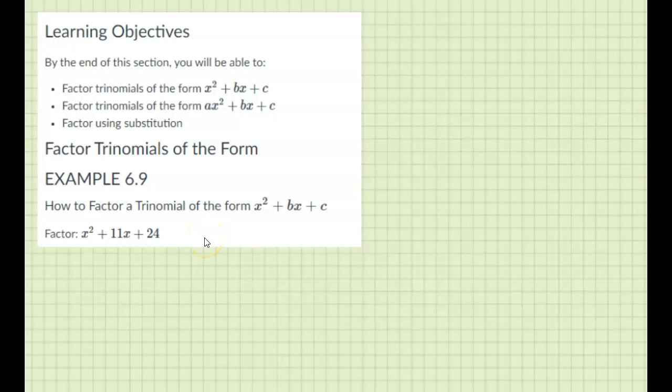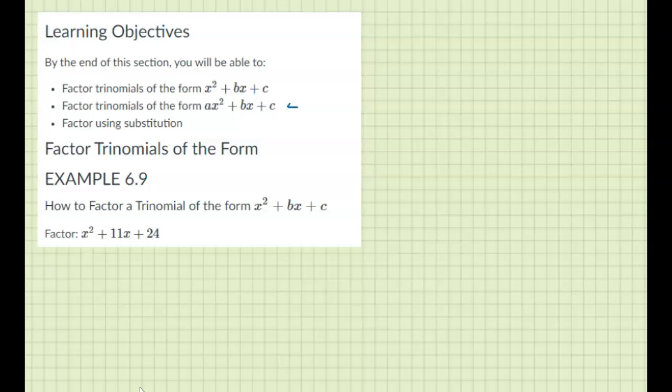Hello everyone, and this is section 6.2. So here we're factoring trinomials. We have a couple of separate types of trinomials: ones where the leading coefficient is 1, which tend to be a little bit easier, and ones where the leading coefficient is not 1.